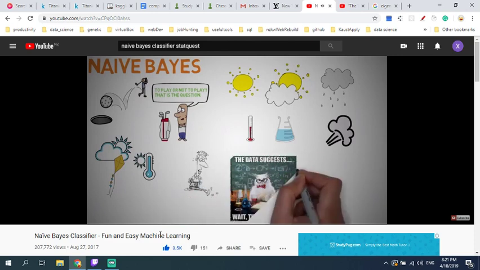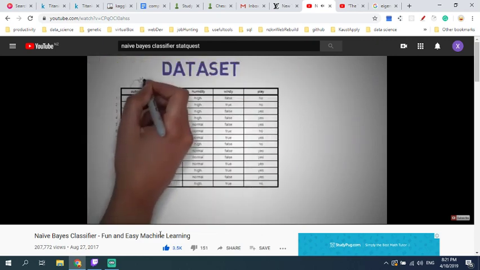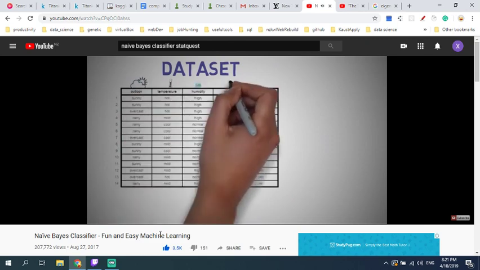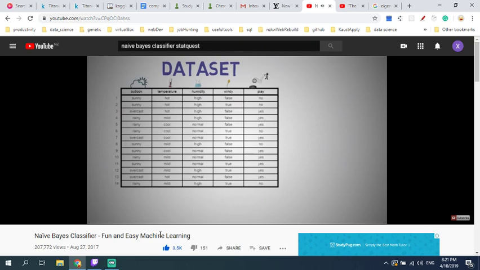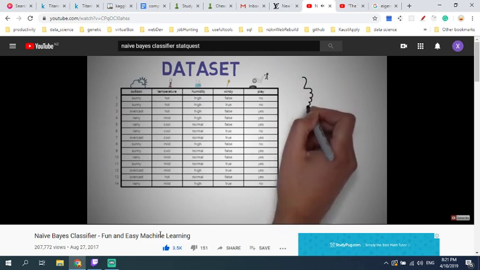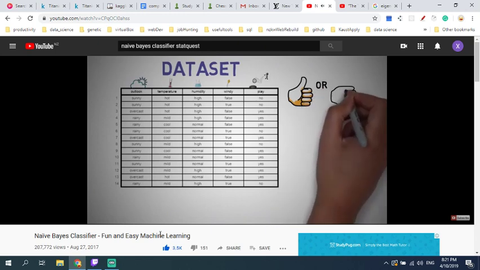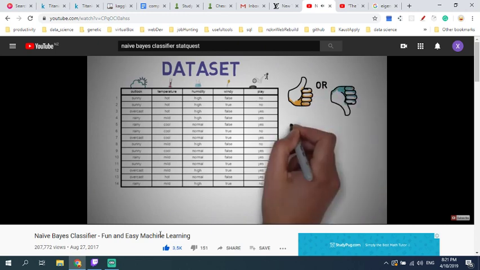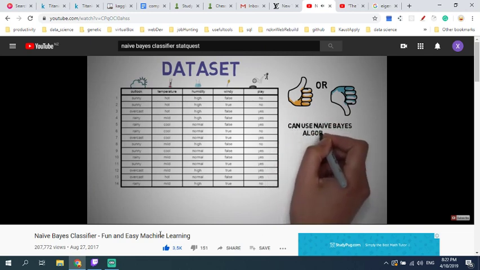Let's take a look at our dataset. So if we recorded our circumstances over 14 days, we have our outlook, temperature, humidity, wind speed, and our dependent variable, which is whether or not we play golf. The objective here is to estimate the likelihood of playing golf, yes or no, given weather condition information. So based on this data, let's see how we can approach this problem using the Naive Bayes algorithm.